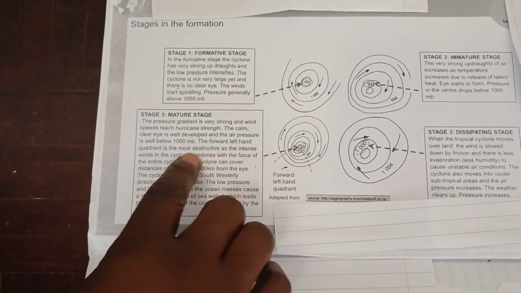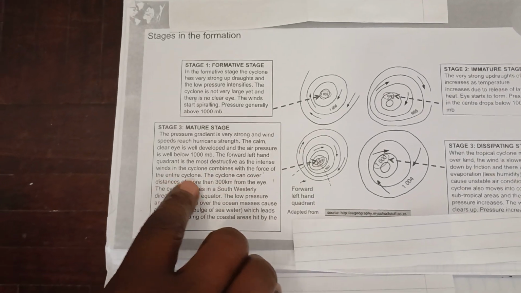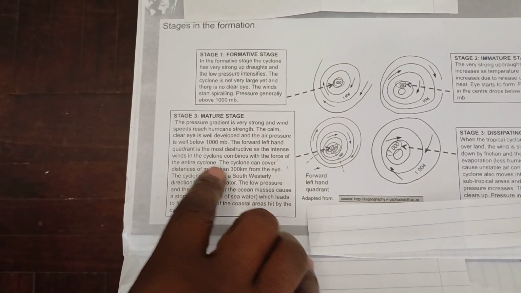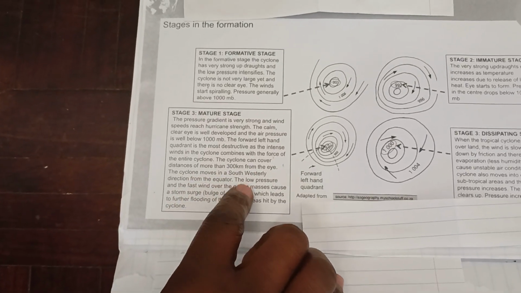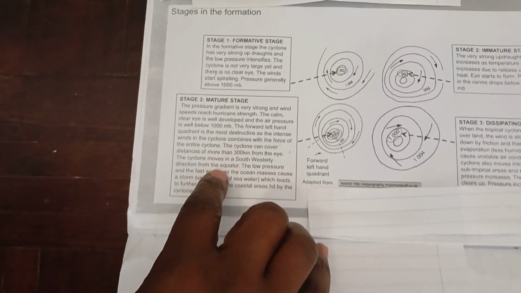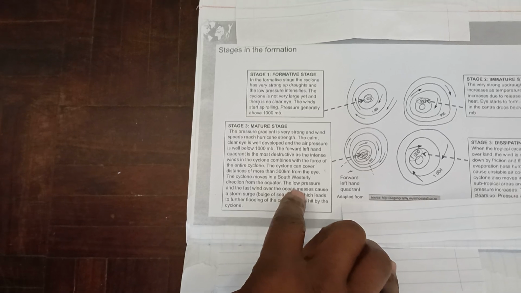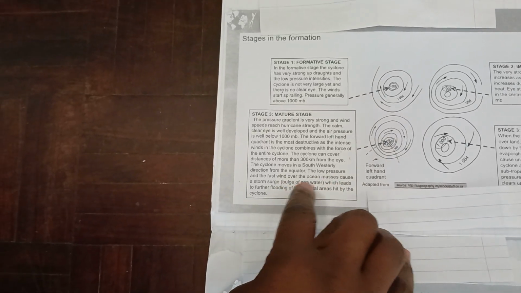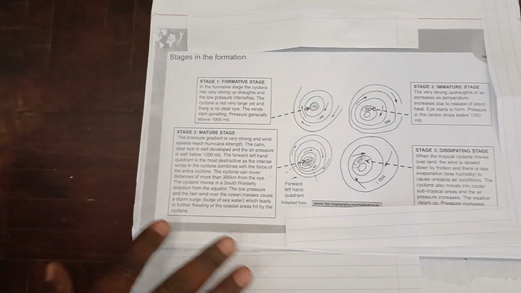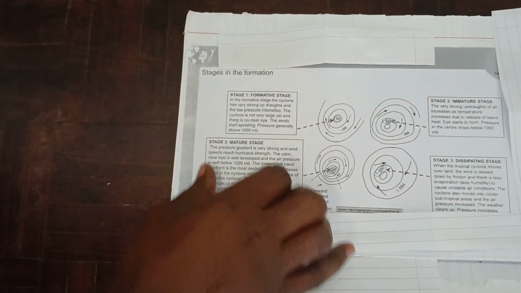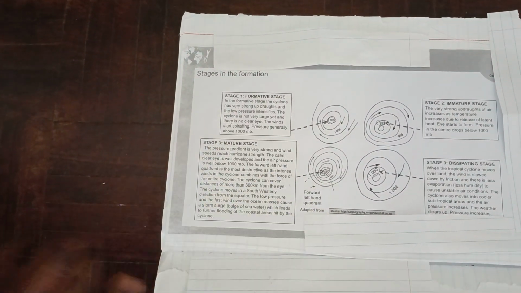The forward left quadrant is the most destructive, as the intense winds in the cyclone combine with the force of the entire cyclone's movement. The cyclone can cover a distance of about 300 kilometers from the eye. The cyclone moves in a southwesterly direction from the equator. The low pressure and the fast wind over the ocean cause the storm surge to bulge, which leads to further flooding of the coastal areas hit by the cyclone. In terms of its movement, this is very important. You should know how to identify the left quadrant and also the effect that it has on the cyclone.